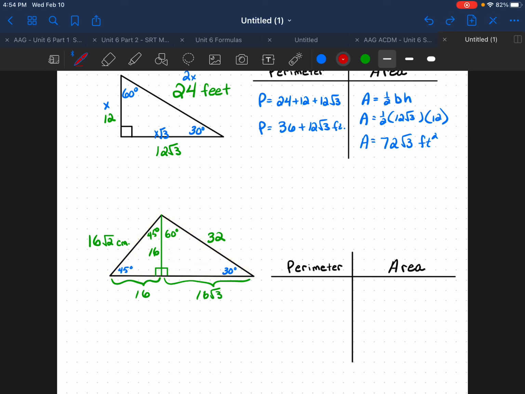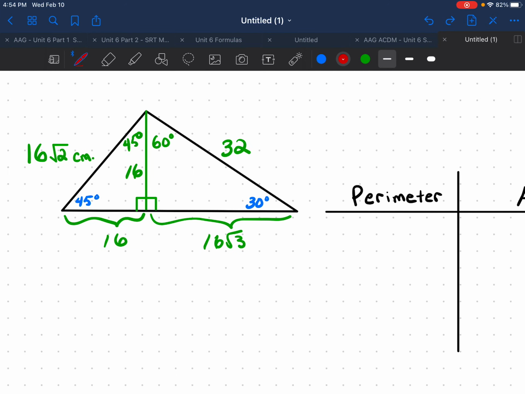Okay, so let me now zoom in a little bit. Let's go ahead and find our perimeter. Maybe I'll start here and go clockwise. I'm going to need some room here because there are a lot of sides. So I'm going to have perimeter equals 16 radical 2 plus 32 plus 16 radical 3 plus 16.